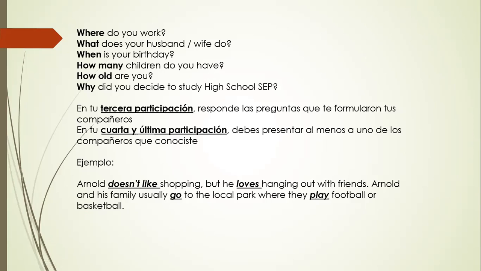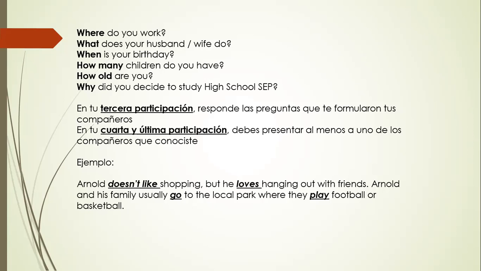In your third participation, guys, you have to answer the questions that your partner asks you. What if nobody asks you questions? ¿Qué pasa si nadie les hace preguntas? ¿Cómo van a obtener su tercera participación? Recuerden que la tercera participación ustedes tienen que responder a las preguntas que te formulan tus compañeros. What if nobody asks you questions? ¿Qué pasa si nadie te pregunta?